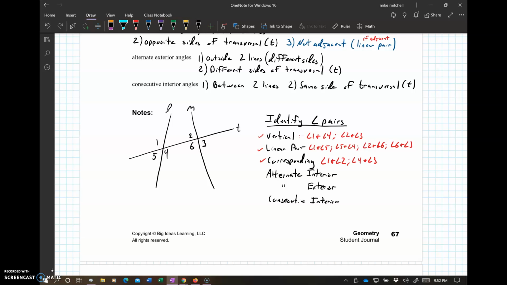One more pair of alternate interior, you should have gotten angle 5 and angle 6 are corresponding. Again, they're both below the transversal. They're both to the left of the corresponding lines. Alternate interior.